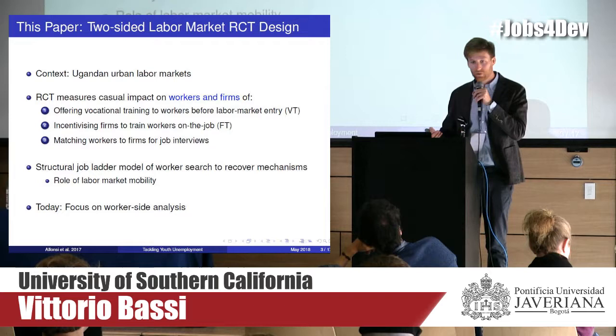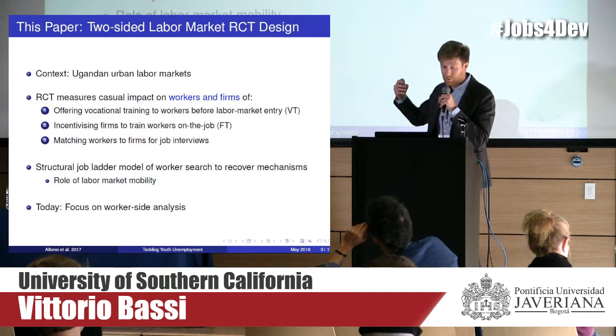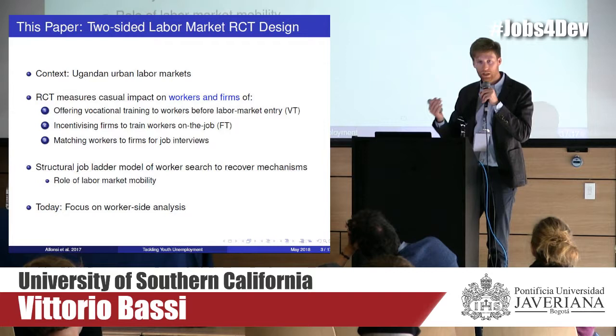The first one is going to be the offer of formal vocational training in class to workers before they enter the labor market. We're going to compare that to incentivizing firms to hire and train workers on the job through a wage subsidy. And finally, we compare these to a matching intervention where we just facilitate the matching between workers and firms.